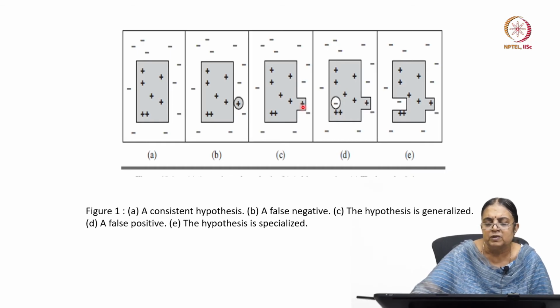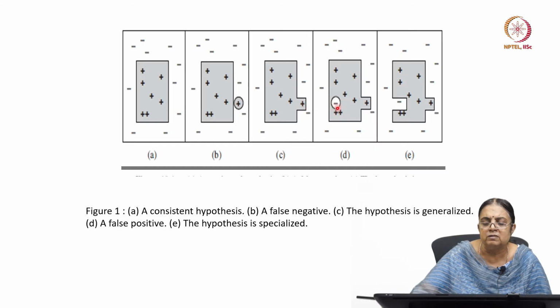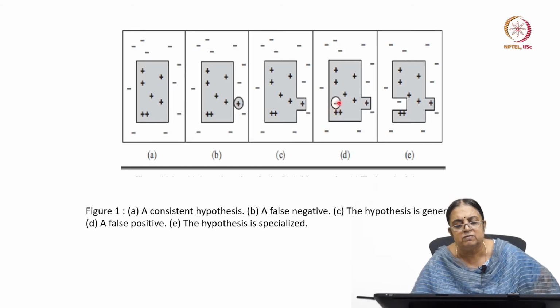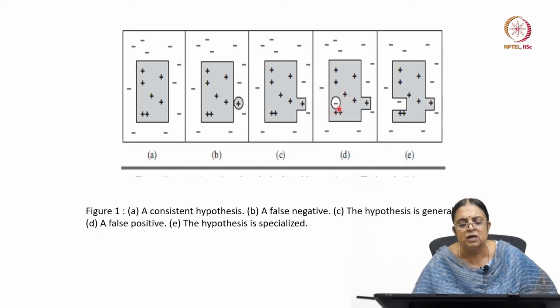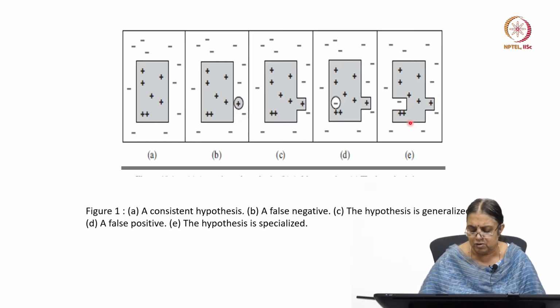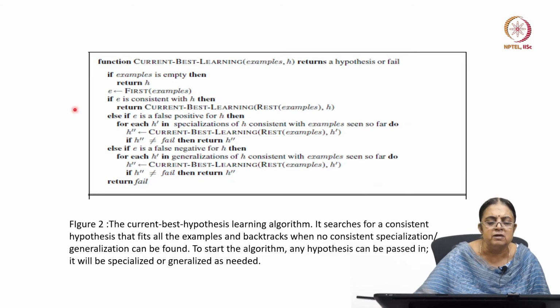Okay, and suppose you have a false positive. It should have been negative, but it is put as positive. Then you need to remove this value. Okay, so this is what is known as specialization. Okay, the hypothesis is specialized, so it's made much smaller. You can see here it's made bigger. In this case, the hypothesis is made a little smaller. So you have to carry out either specialization or generalization of the hypothesis.